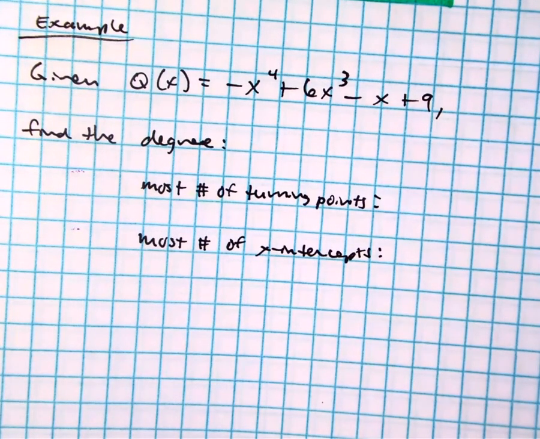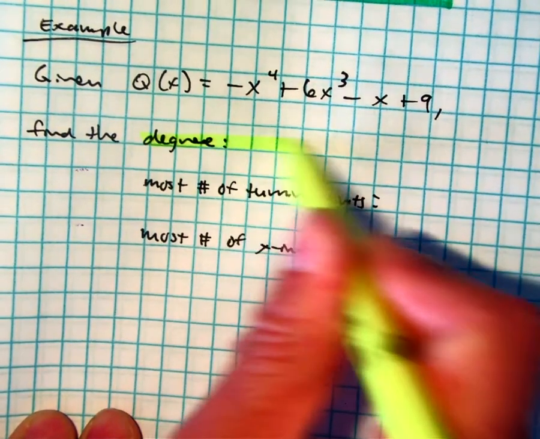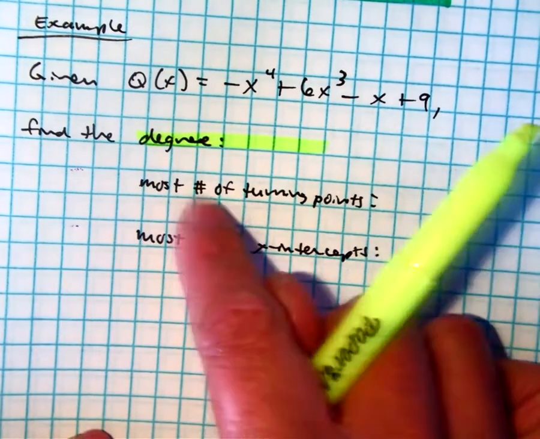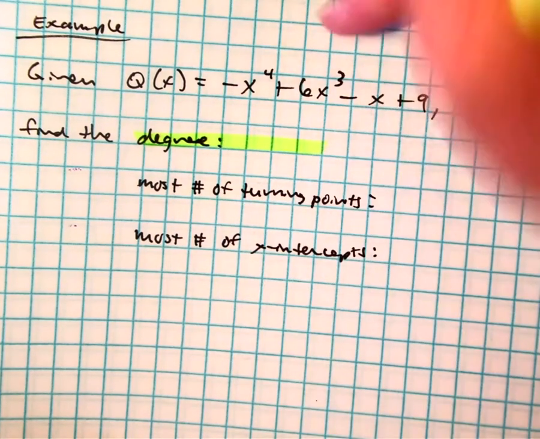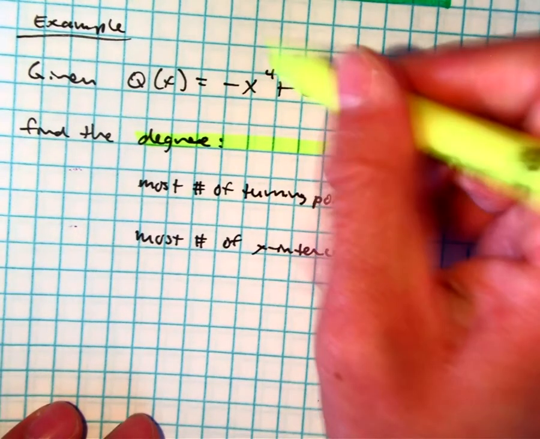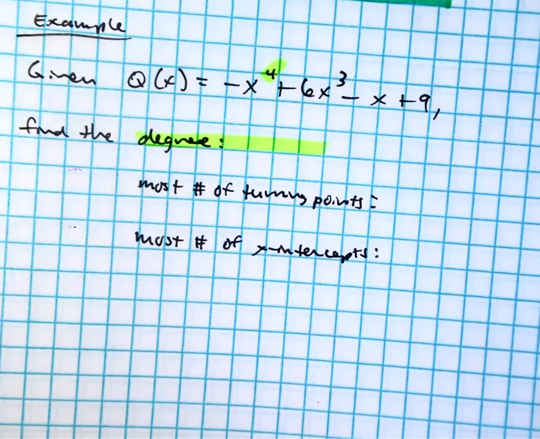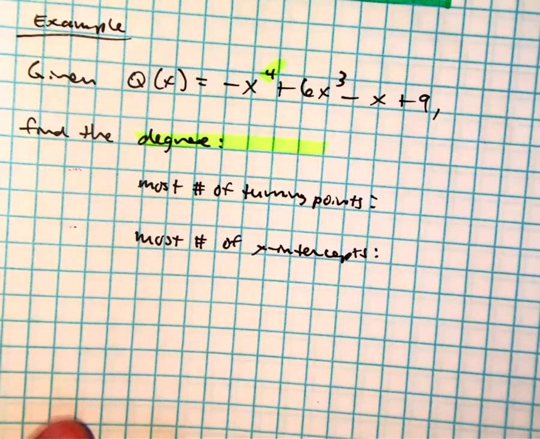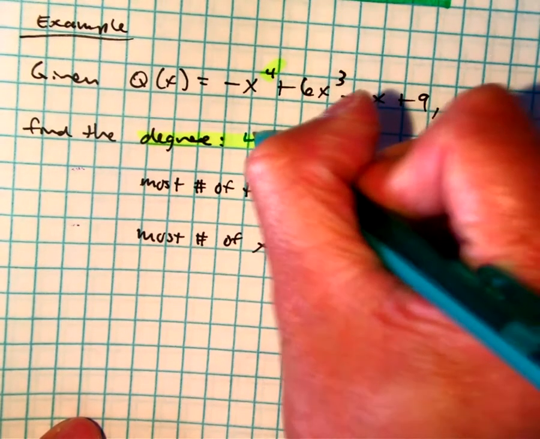Okay? So a degree is basically the highest exponent. The number on top, to the top right. And the biggest number is? 4. So the degree of our function is fourth degree. They call that a quartic function.